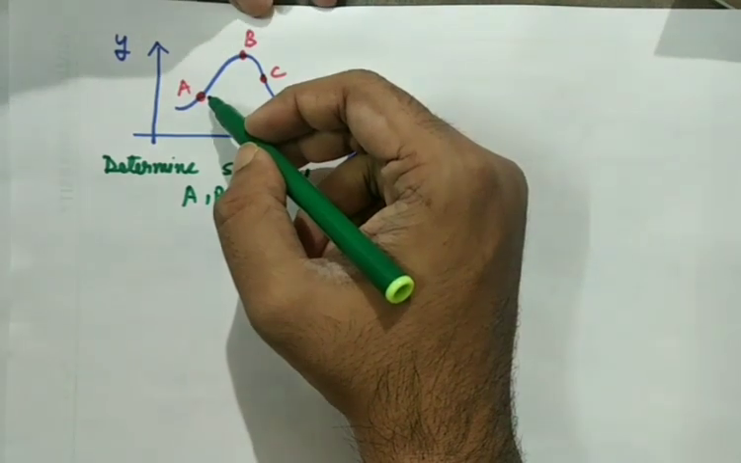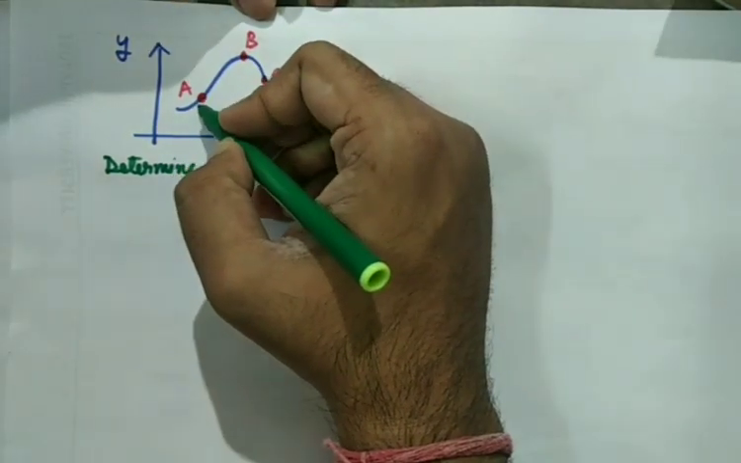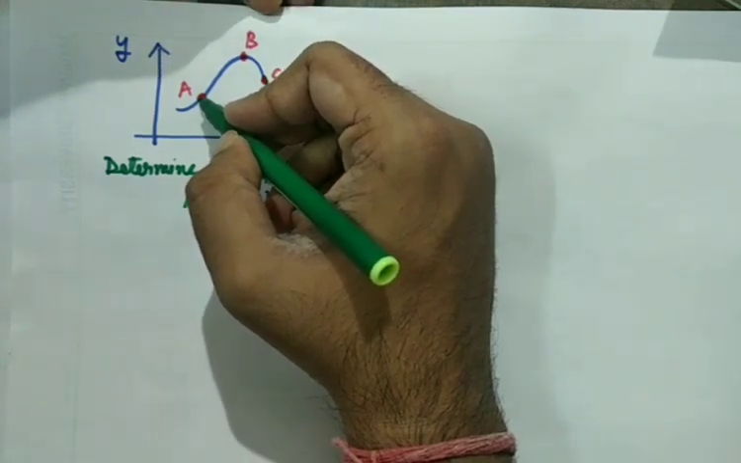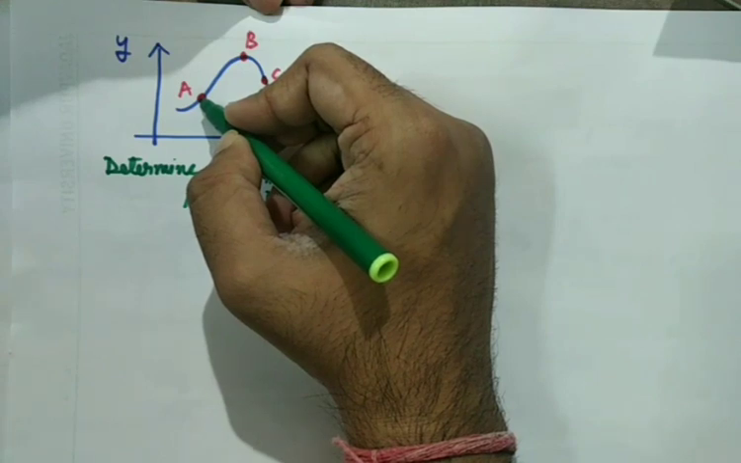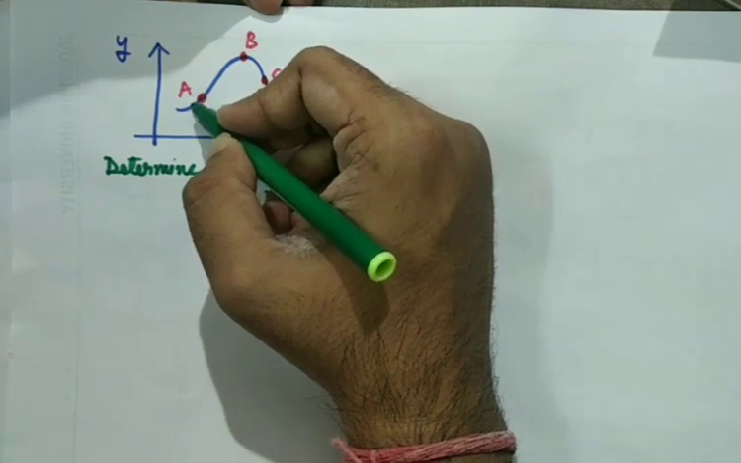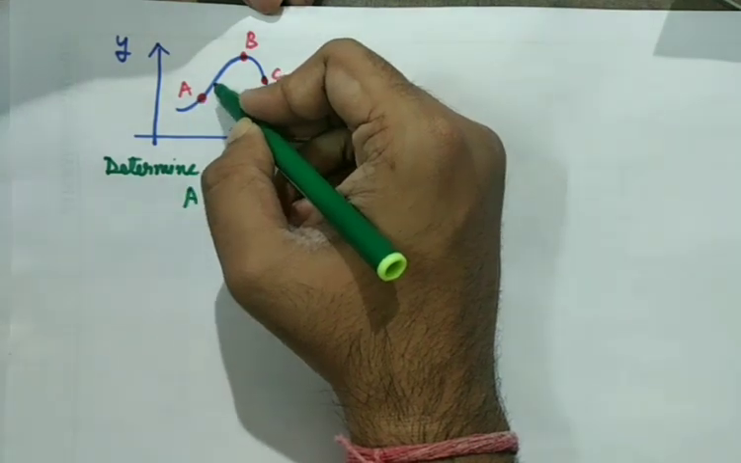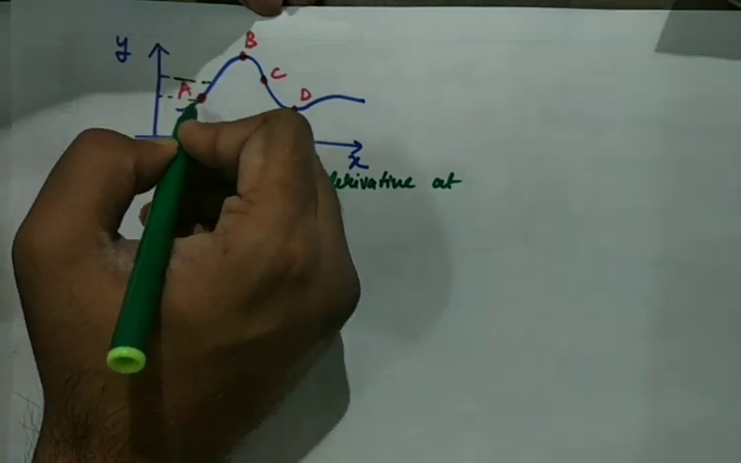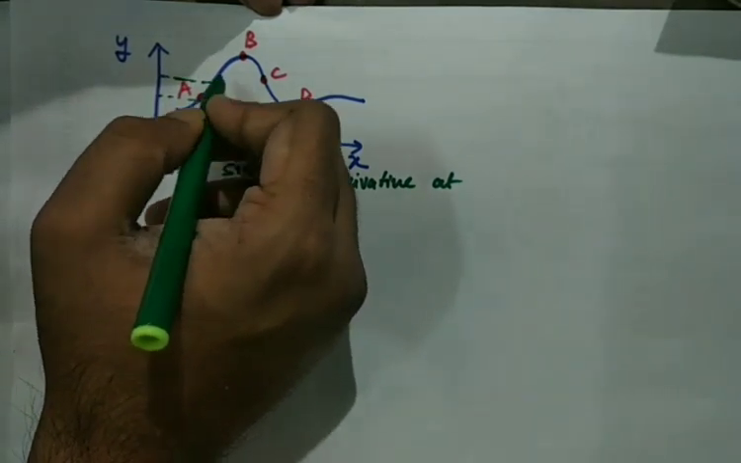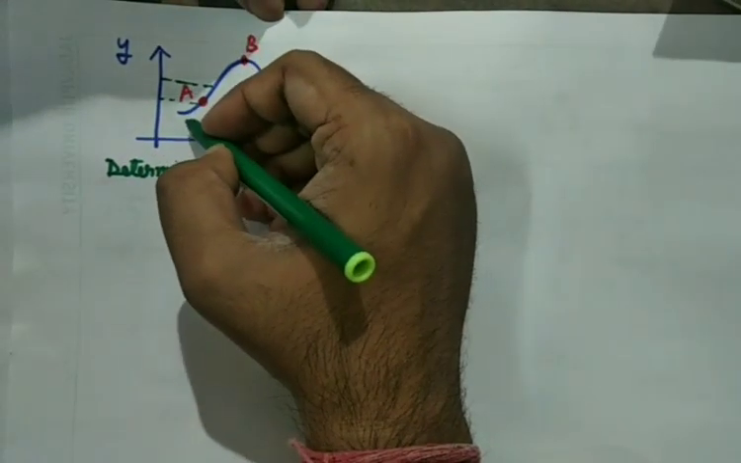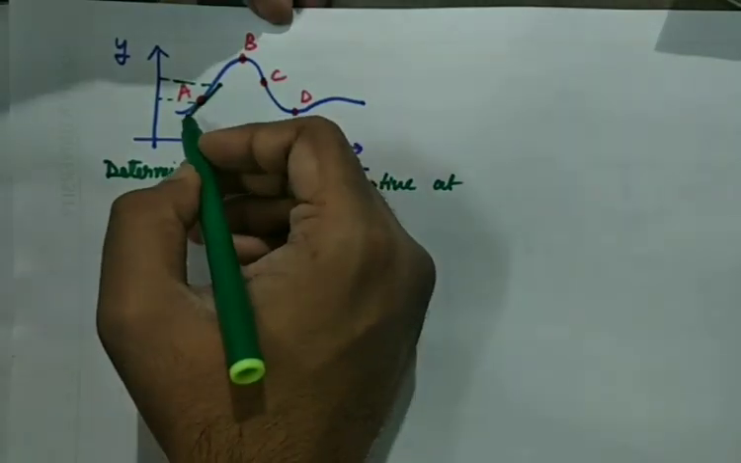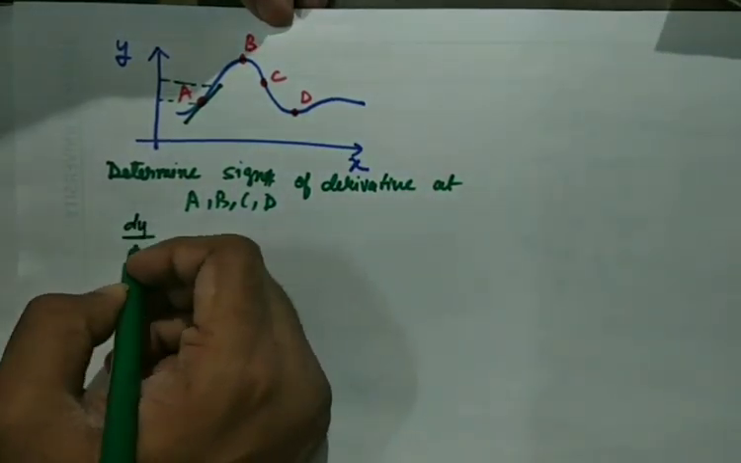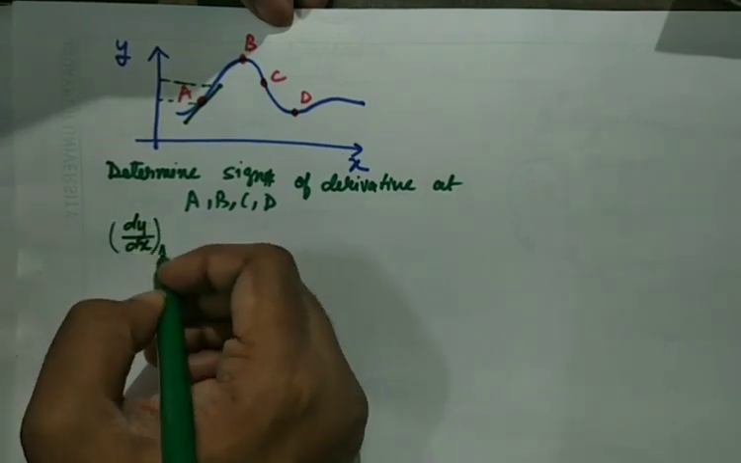Let's see at the point A. At point A, let's see the nature of the curve. Just see the curve just before A, and just after A. The value of y is definitely increasing. So even if we draw a tangent at this point, the slope of the tangent is positive because the angle is acute. So we can say dy dx at A is positive.